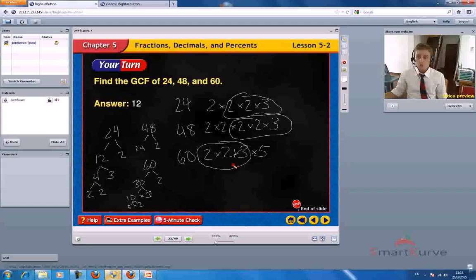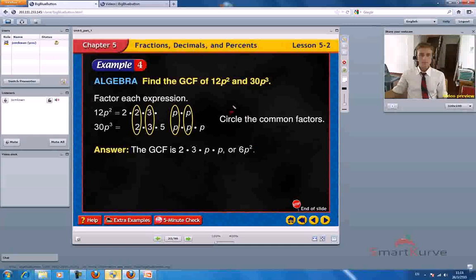2 times 2 times 3. So the greatest common factor is 12. 2 times 2, 4 times 3, 12.